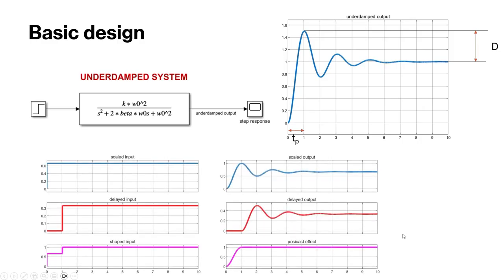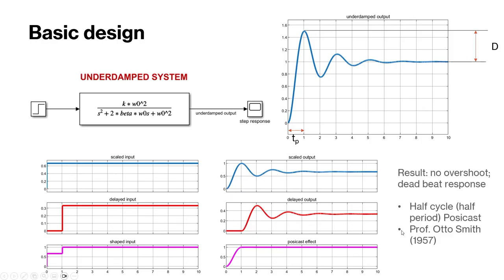And when we add that together, we can see that this is the shaped input, so the combination of the blue one and the red one, and this is the output, which is the summation of the blue output plus the red output. And you can see the effect of the Posicast controller. We have no overshoot anymore, and we have kind of a deadbeat response.